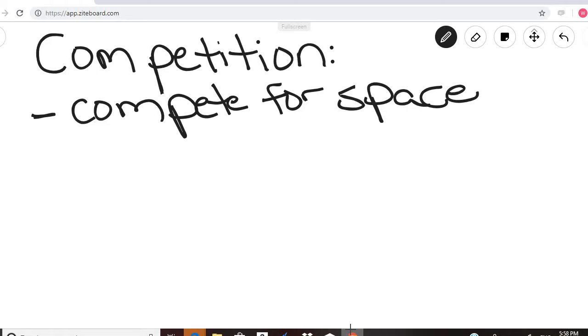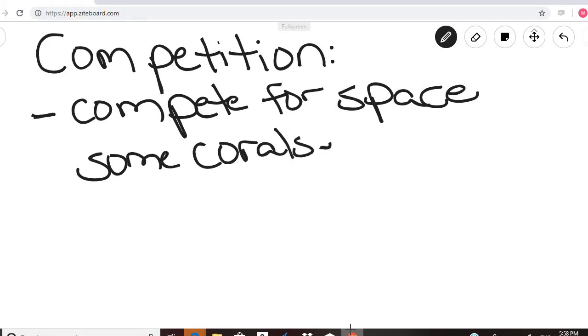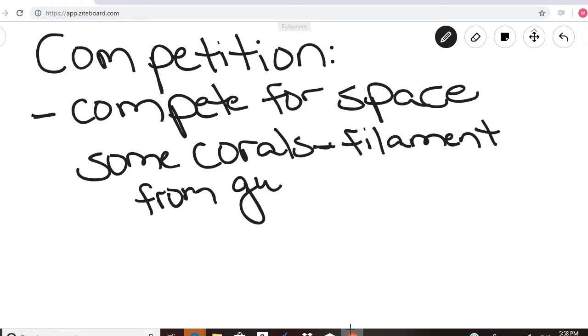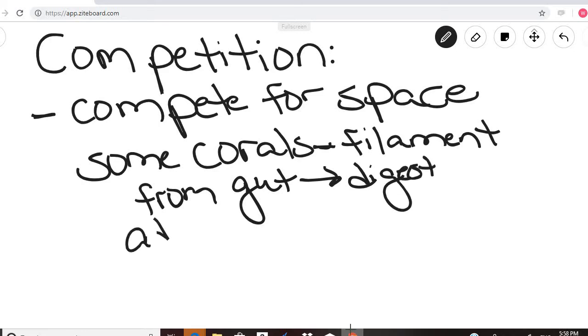There are some types of coral that can send out filaments from their gut or stomach, and they can digest adjacent coral. So that's one aspect of competition that you will see.